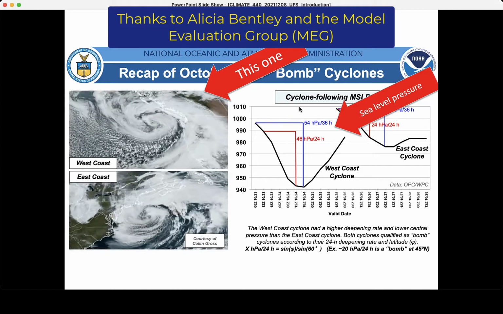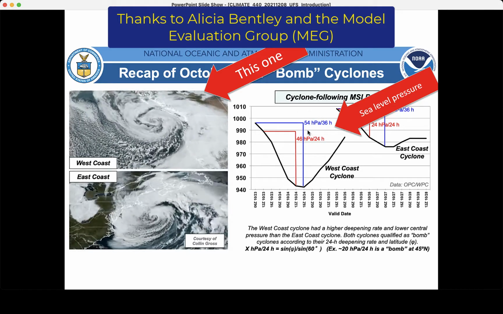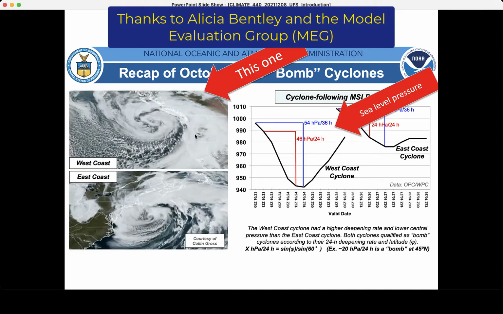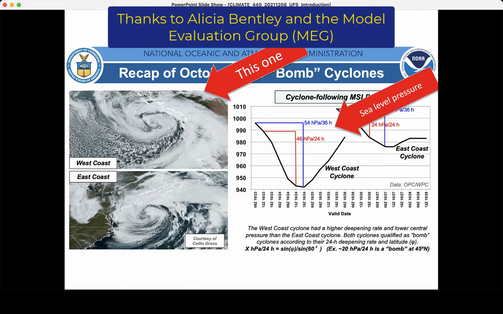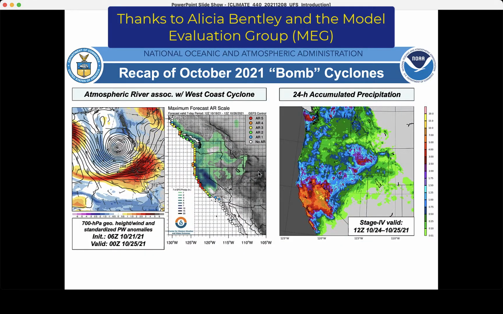From here, there's a 54 hectopascal deepening in 36 hours. So this is an enormous storm that had very explosive growth. If we look at this storm in other ways, this is over here on the forecast side.